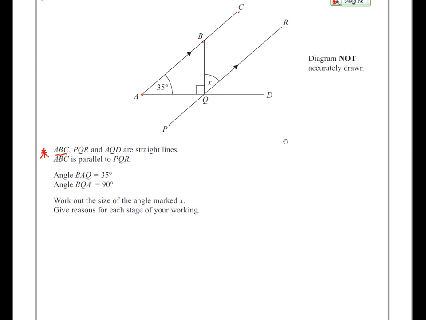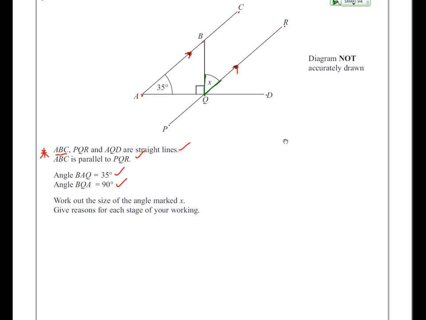PQR is a straight line. AQD is a straight line. Wow, it's incredible. So we know all that. ABC is parallel to PQR. Now, if we know these signs, we know that means parallel as well. Angle BAQ is 35, shown on the question. BQA is 90, shown on the question. Our challenge is to find this angle X.